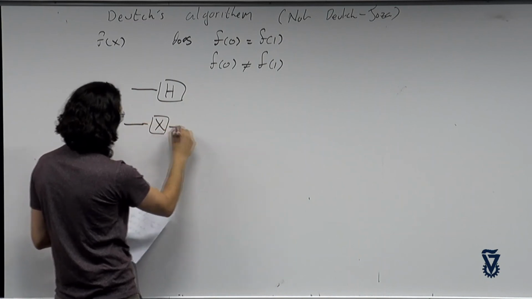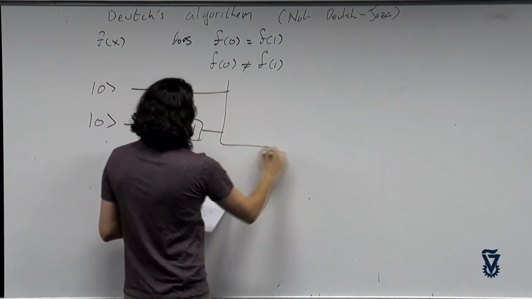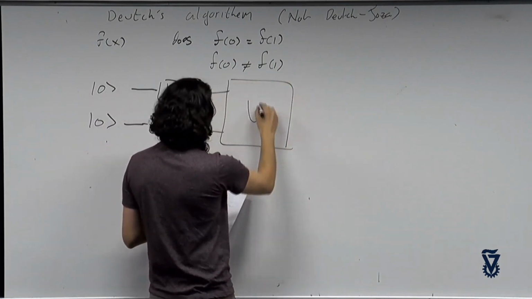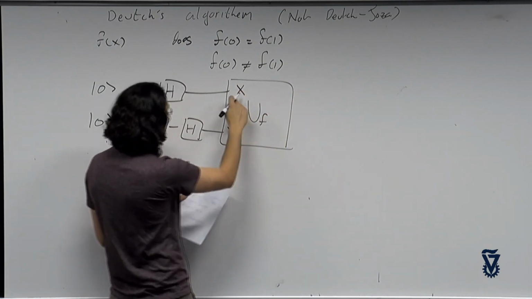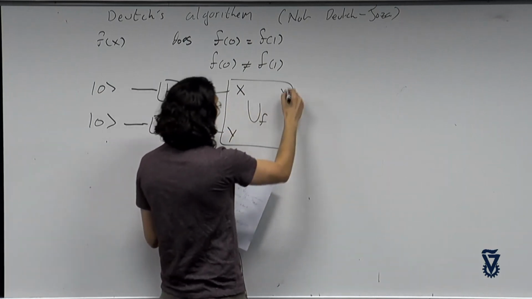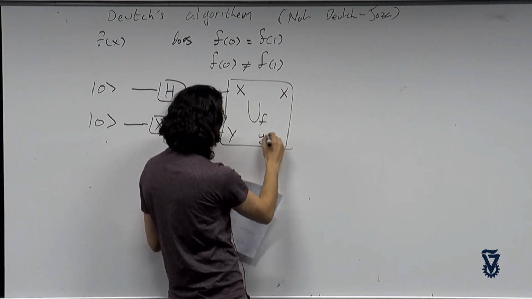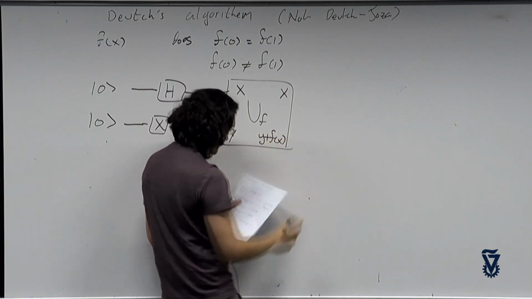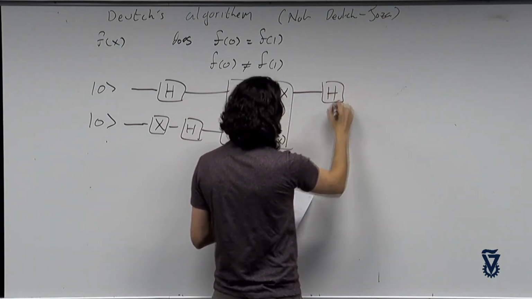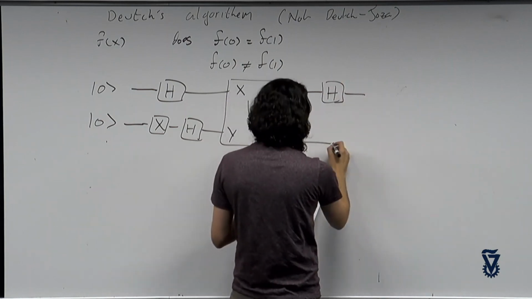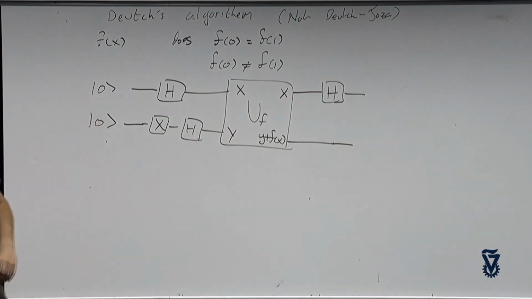X, H, then we apply a unitary. This is our calculation itself. So we have an input X and an input Y, and the output on this qubit is X, and here it's going to be Y plus f of X. Okay, and then you apply some Hadamard and do that. Okay, so this is the circuit. I'll just run through the circuit and then we'll do the calculation later.